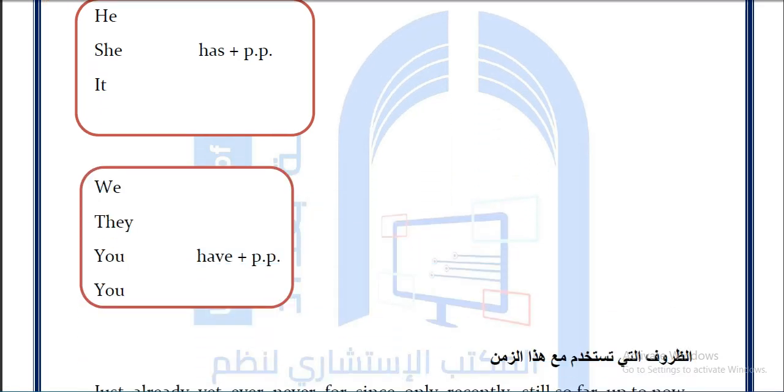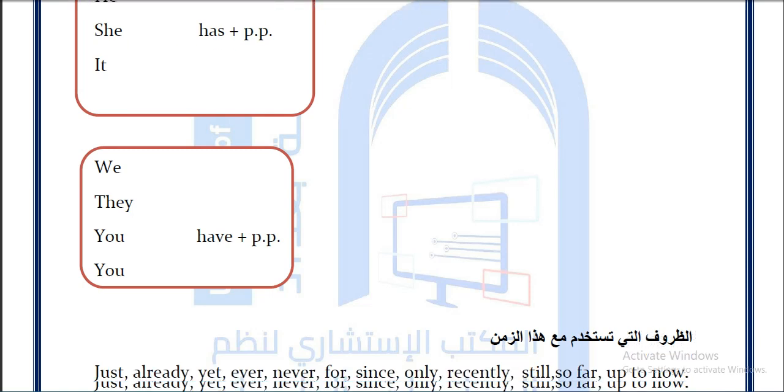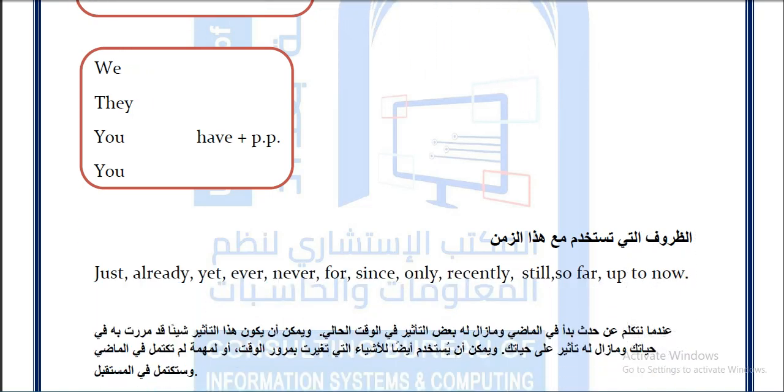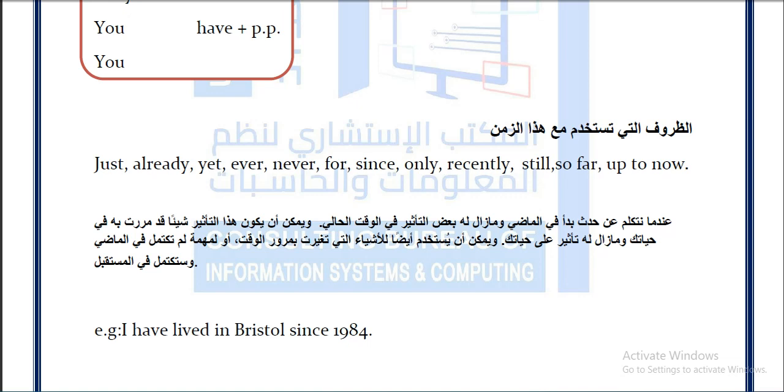In the past, we need just the past of the verb, maybe verb with ed, maybe an irregular verb. For example, when we say see, saw. But here, what do we have? We have the past participle. When we say see, saw, seen, we need seen. Or take, took, taken. We need taken with present perfect.